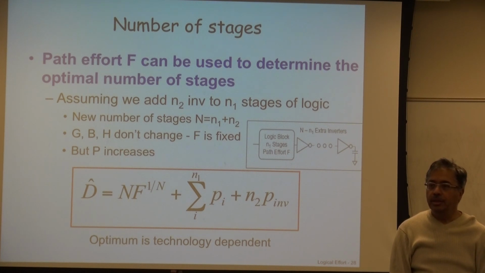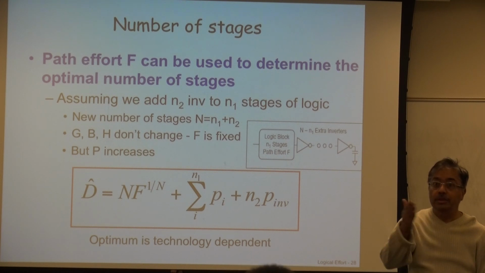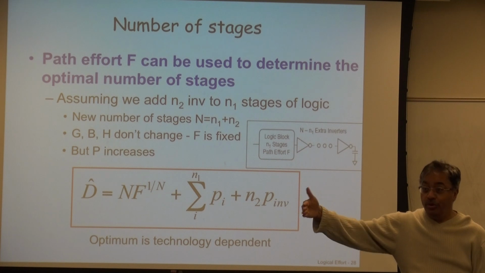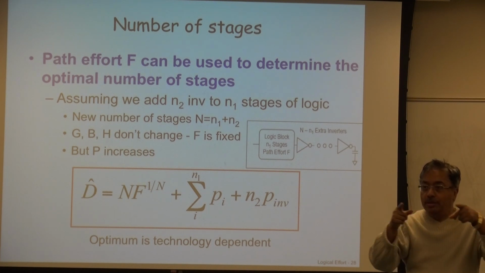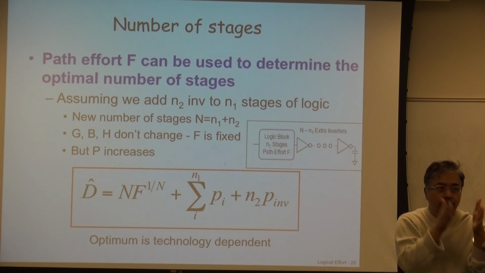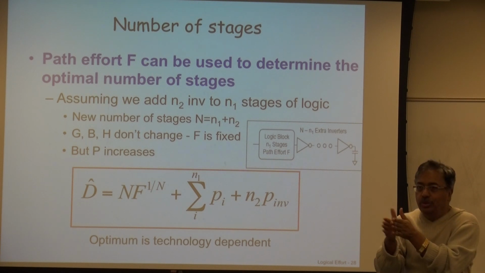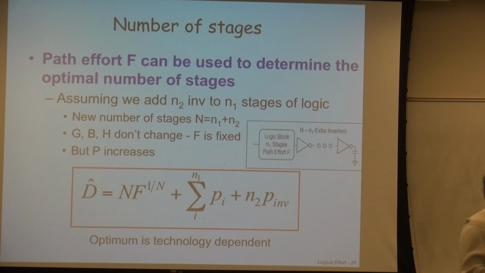Yes? It kind of splits the driving load between a bunch of different devices. So it reduces the individual effort, right? The stage effort, because now N is equal to n2 plus n1. So the individual effort is reducing. That's how it is.